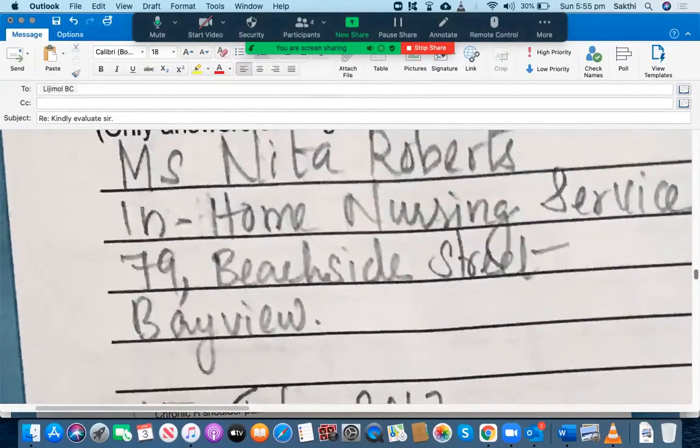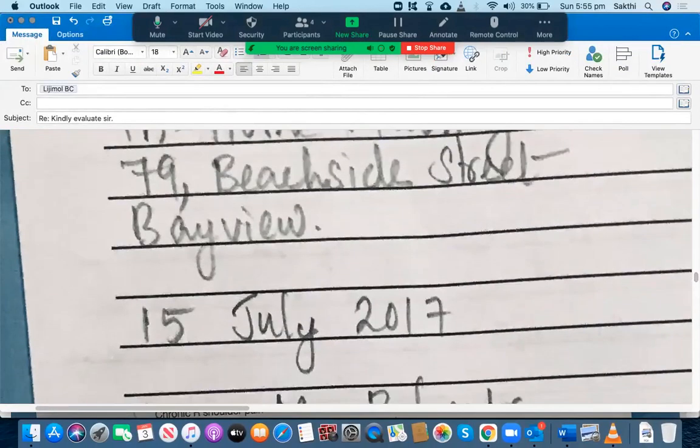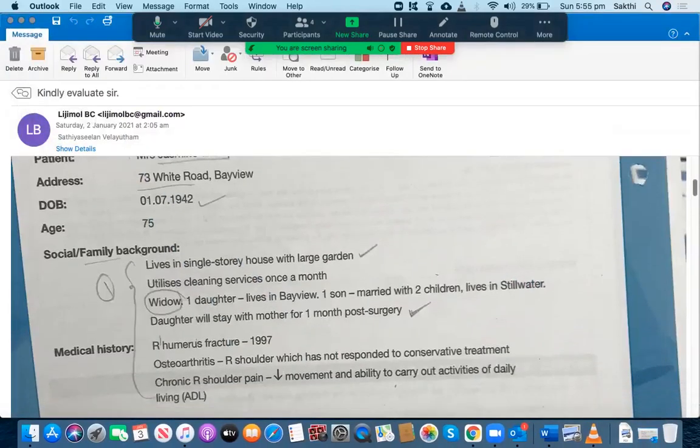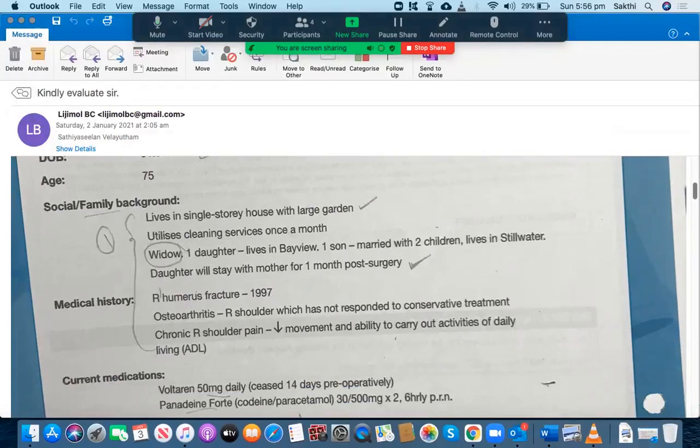Is she going to be? No, it's 17 Beachside, Bayview. Okay, good. That's a different thing. So then you have to include the social and the family background. Okay. You don't need to include the large garden and things like that. It's not needed. Cleaning services on site. But you didn't include anything here, did you? No, this I didn't mention. Utilizes cleaning services once a month. That I don't think so. No, this one is not needed.